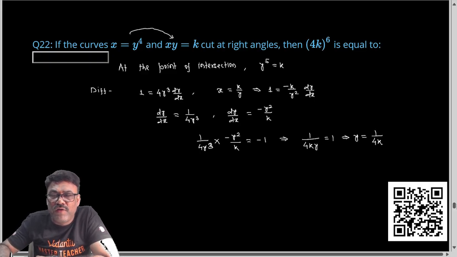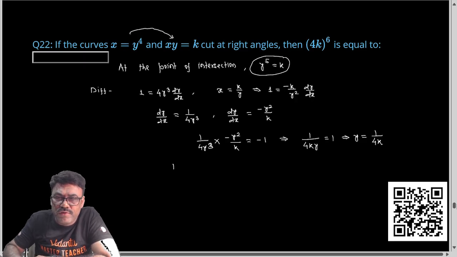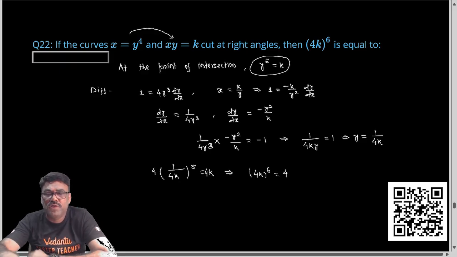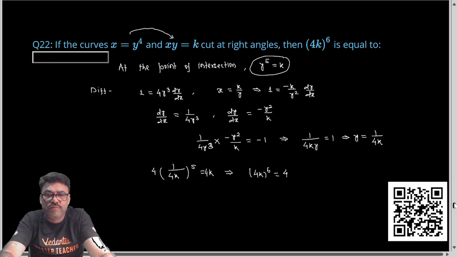Now put the value of y is equal to 1 by 4k here in this equation. As y raised to 5 is k, so if I put here 1 by 4k raised to 5, it should be k. If I multiply both sides by 4 here, I'm getting 4k raised to 6 is equal to 4. So 4 should be the correct answer. 4k raised to 6 becomes 4.